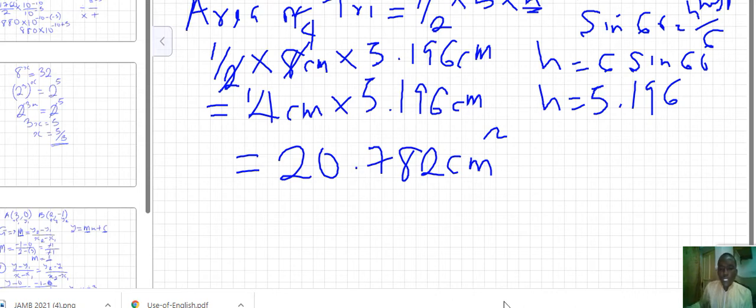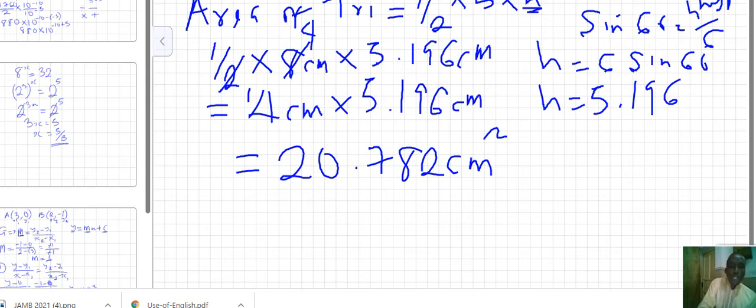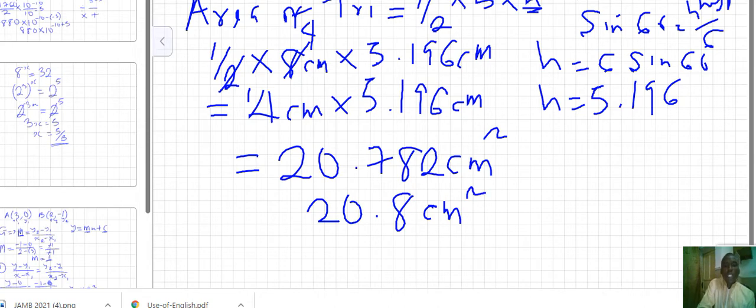3 significant figure. Now the 3 significant figure, if we do that, we are going to have 20.8 centimeter square. That is exactly what we are going to have. So this is the area of the triangle.